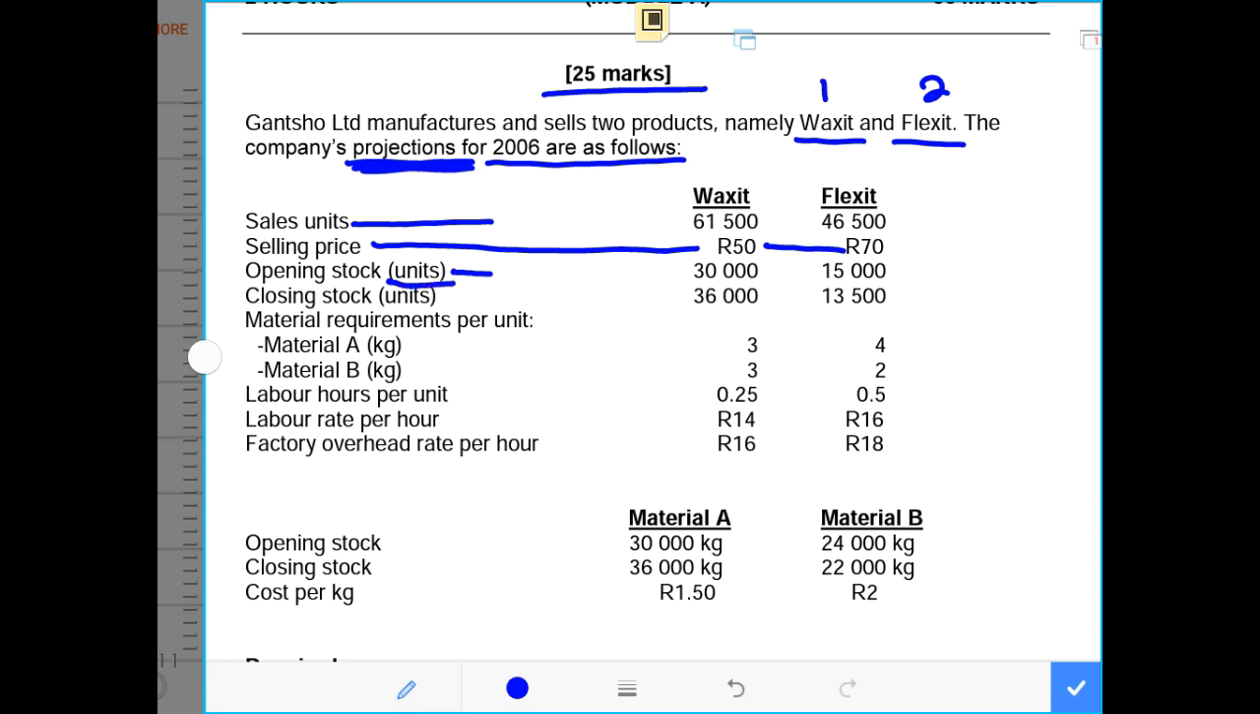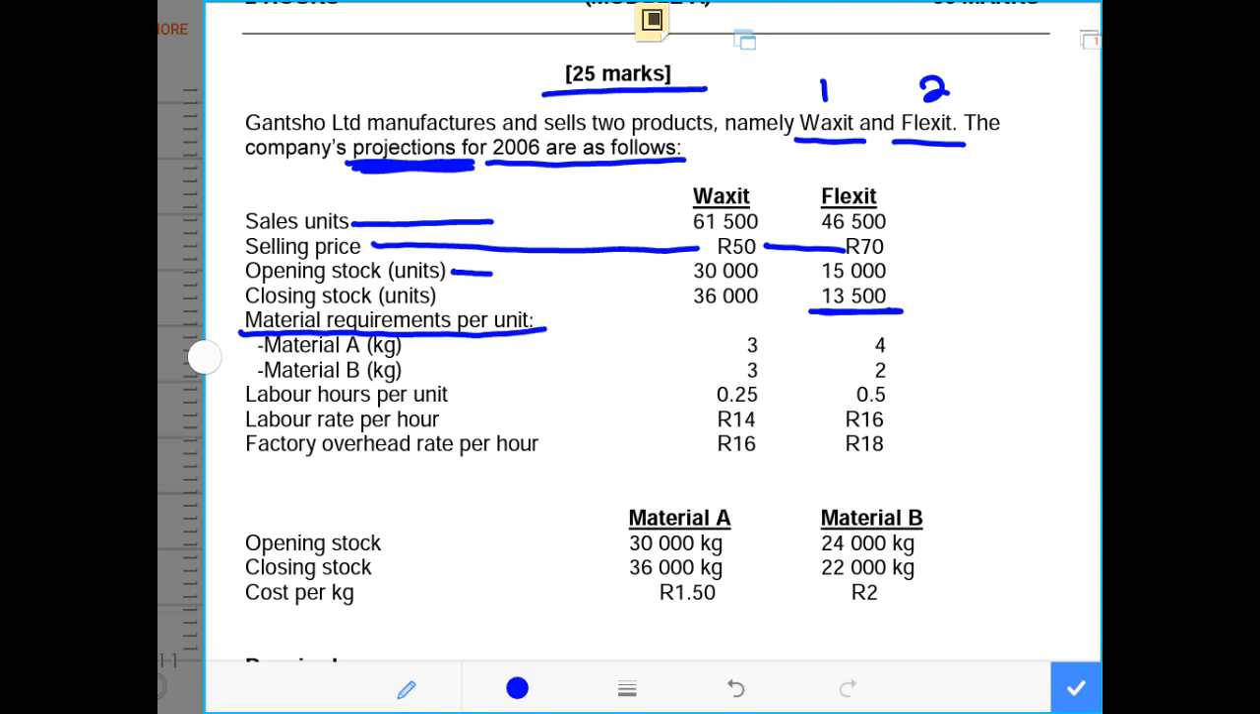These are the number of units that were there in the beginning, the number of the completed units, which is 30,000 completed units in the beginning of the period, and 15,000 units of product Flexit at the beginning of the period. At the end of the period, they expect that there will be 36,000 of the finished goods for Waxit, and 13,500 of the finished goods for Flexit. We are then given the material requirement per unit.